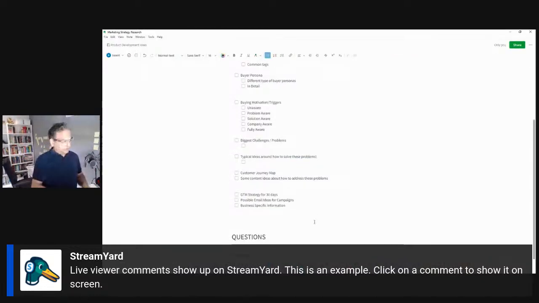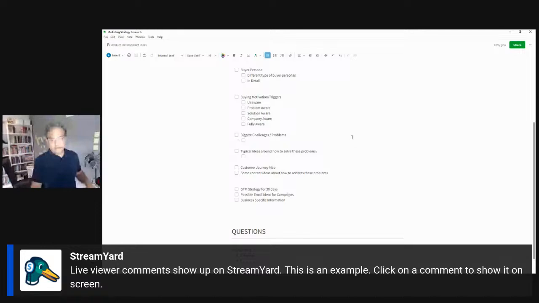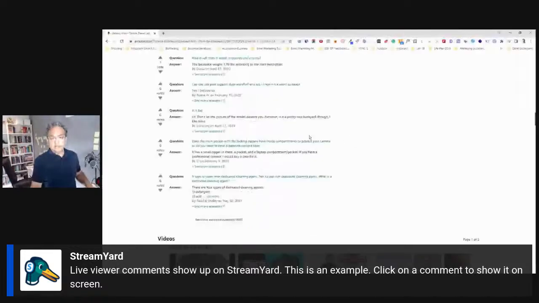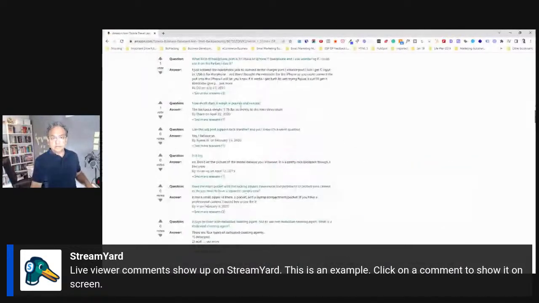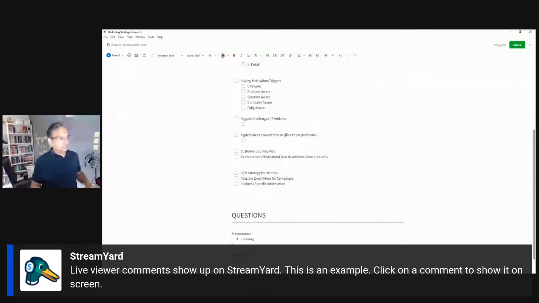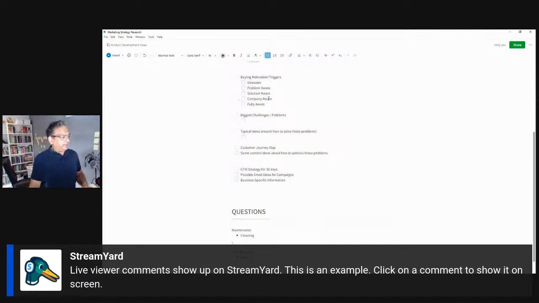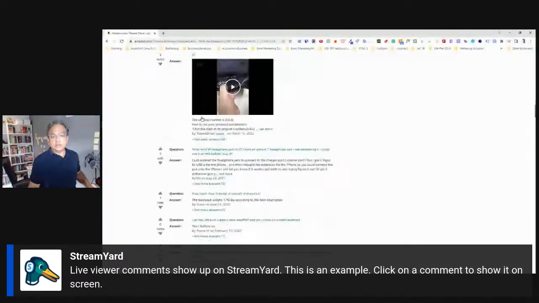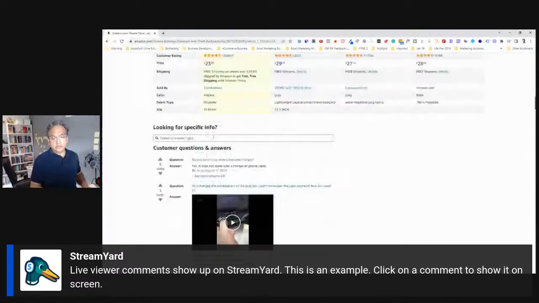Maintenance. Cleaning the bag, right? Let's keep going. And this comes with a power bank, technically. So we are going to keep looking at this. What kind of headphone port?